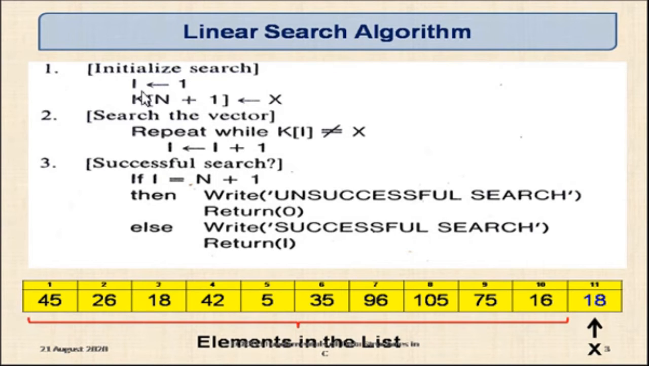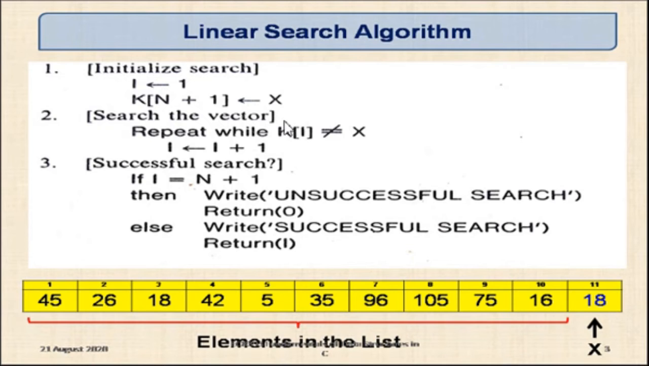Step 1, I is equal to 1. The loop variable is initialized with 1. And k of n plus 1 is equal to x. K of n plus 1, n is 10, 10 plus 1, 11. K of 11 is x. That is, in the next location, the n plus 1th location, the item to be searched, x, is stored, which is assumed to be 18 for our example.